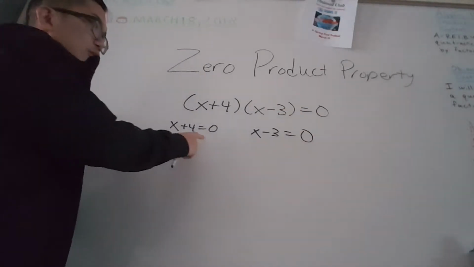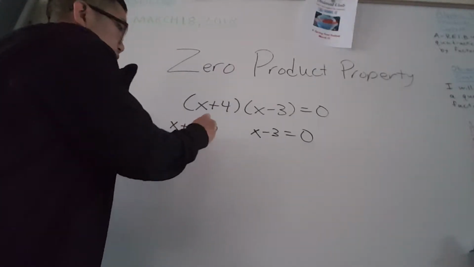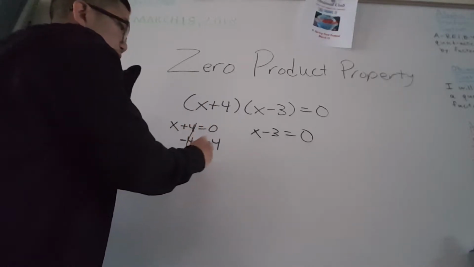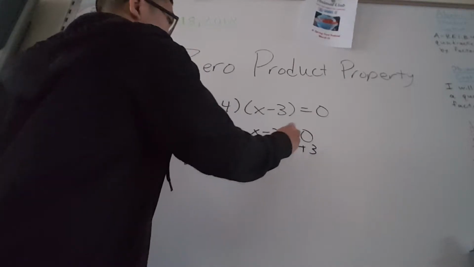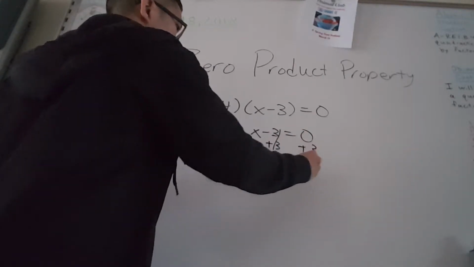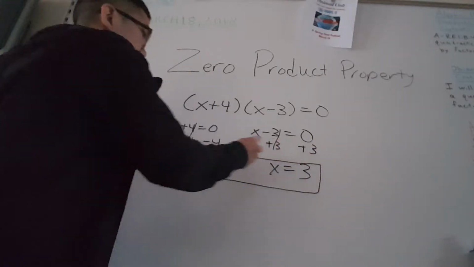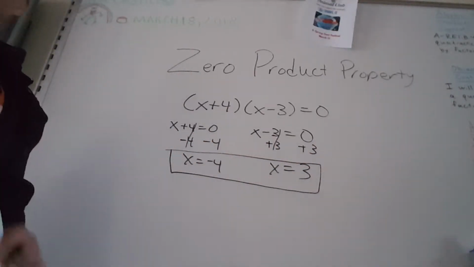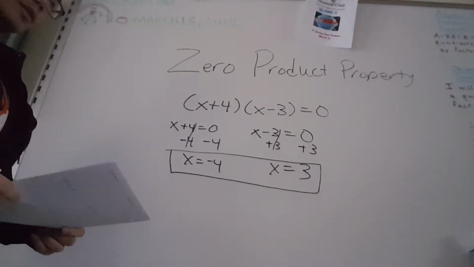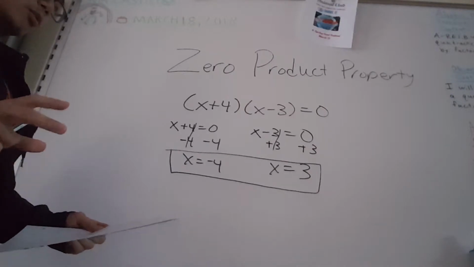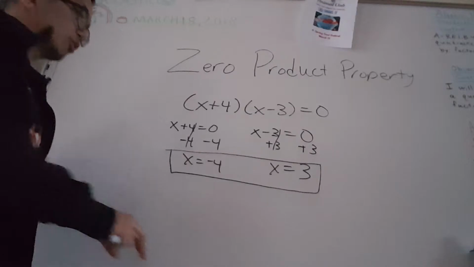So I have x plus 4 is equal to 0, and x minus 3 is equal to 0, so I just solve using algebra. x is equal to negative 4. I add 3 to both sides here, and x is equal to 3. So your answers here, you have two of them: x is equal to negative 4, and x is equal to 3. Okay? So on the worksheet, number 1, number 2, and number 3 are done the same way.